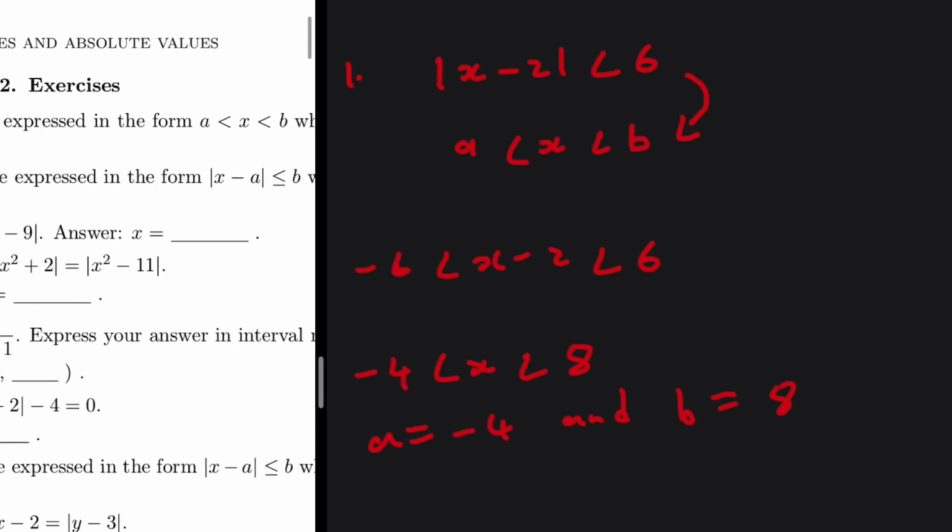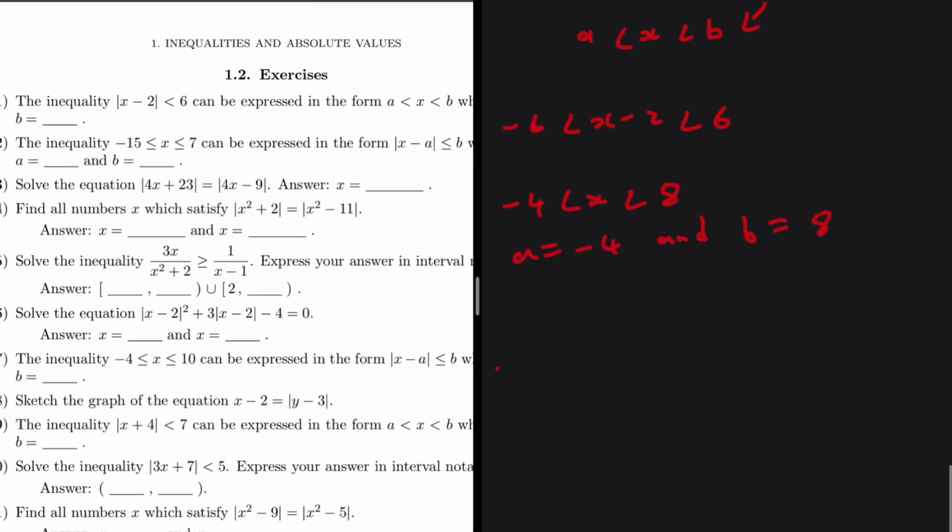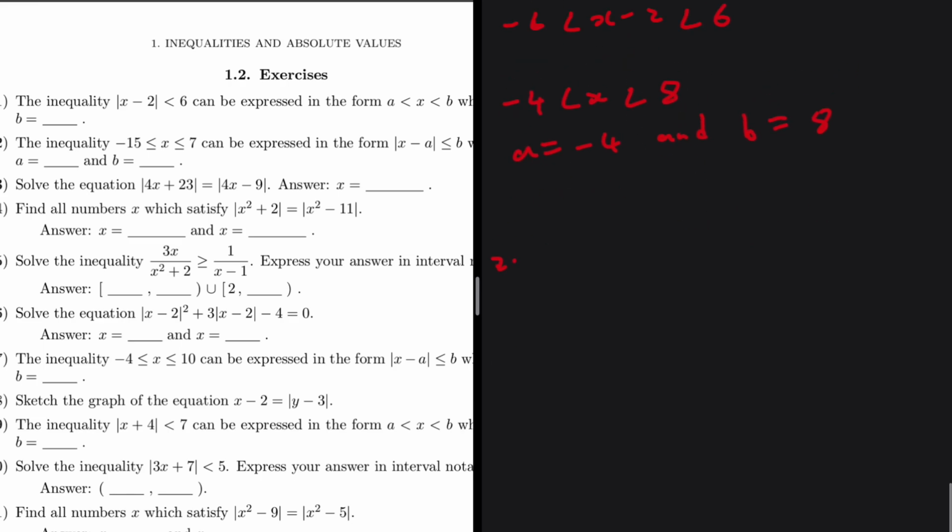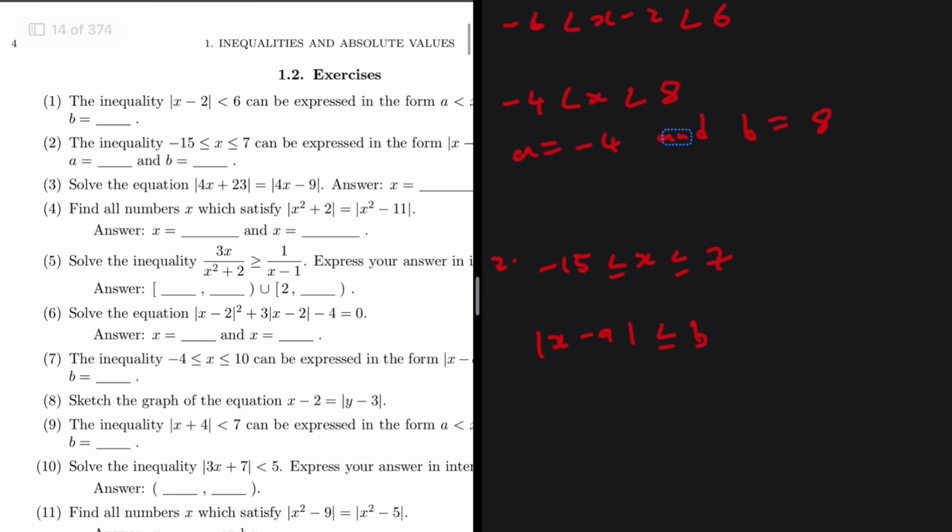Let's take a look at the following question. So this is question 2. We have the inequality minus 15 is less or equal to x, and x is less or equal to 7. That can be expressed in the form the absolute value of x minus a is less or equal to b, where a is equal to and b is equal to. So we're looking for the values of a and b. Alright, we're given the inequality and we're looking for the values of a and b.